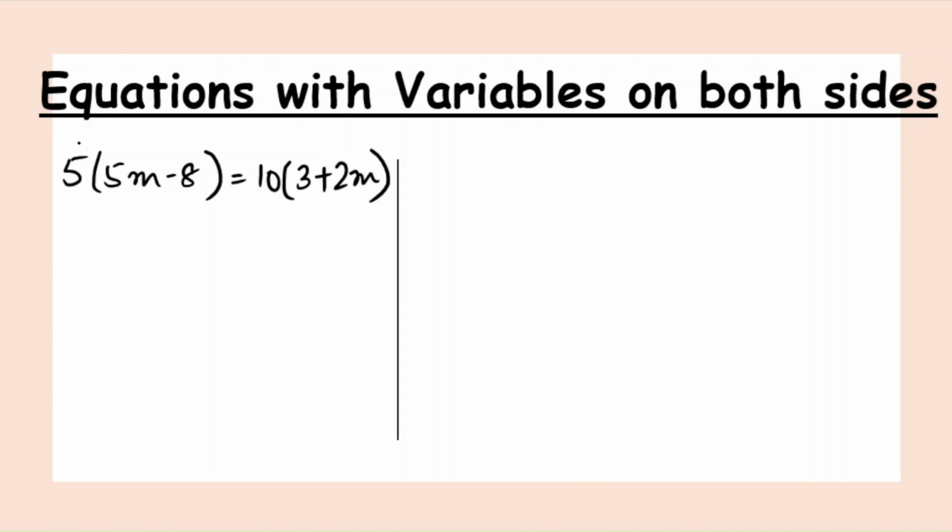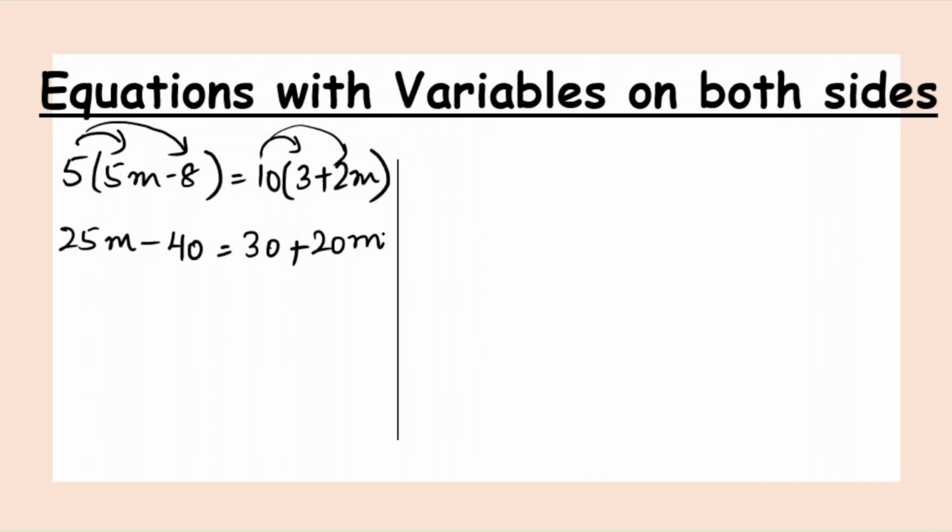So 5 multiplied by 5m is 25m, and then 5 multiplied by minus 8 is minus 40, equals 10 divided by 3. 10 multiplied by 3, I'm sorry, is 30. 10 multiplied by 2m is 20m.